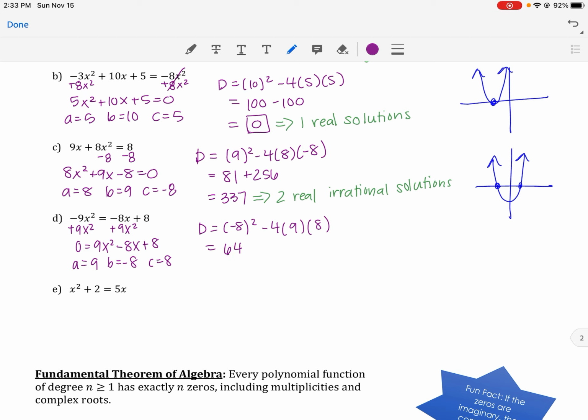So we get 64 minus 288, sorry. So we get negative 224. So once again, because it's negative, that means that there's no real solutions. So 0 real solutions. However, if there's no real ones, it does mean that there are 2 imaginary in this case.